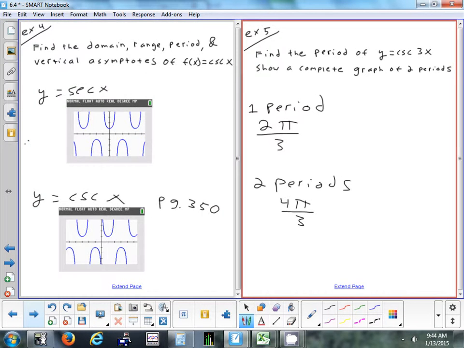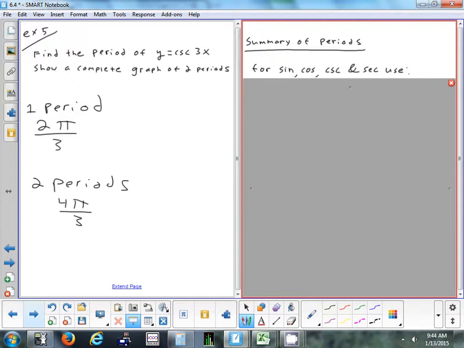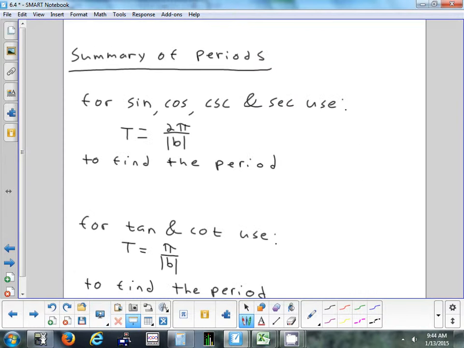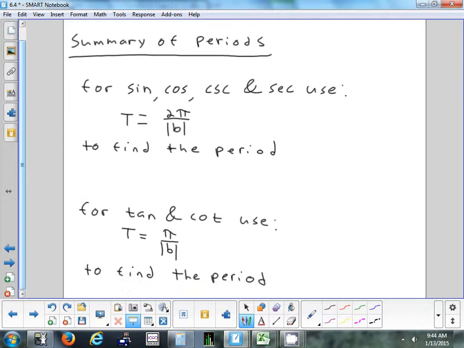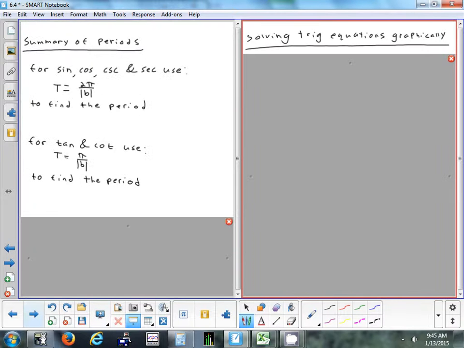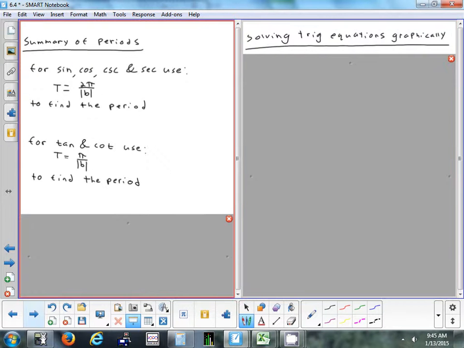All right, so you've already got this in your notes, but in case you need it again, it just puts it all on one page. For sine, cosine, cosecant, and secant, here's your formula for period: 2 pi over b. For tangent and cotangent, it's pi over b. Okay, and the last part is using the graphing calculator to solve equations. Okay, we've done this before too. Basically, as long as you know how to find an intersect, this part's very simple.